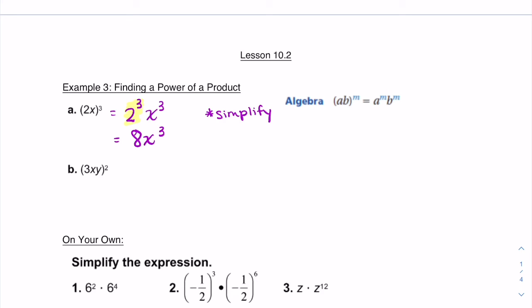Letter B, same thing. I'm going to distribute that exponent. So I'm going to have 3 squared, x squared, y squared. Again, simplify. Okay, mira lo que usted tiene. Si puede simplificar algo, do it. Entonces aquí 3 por 3 es 9, x squared, y squared. And that's your final answer.